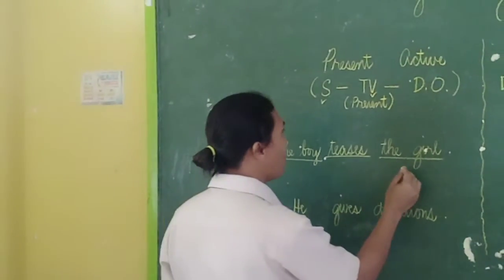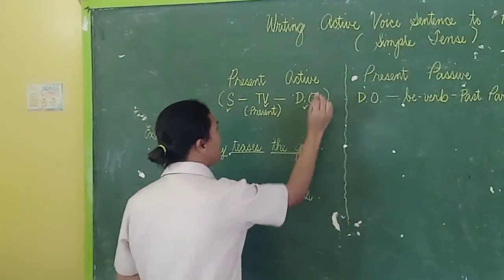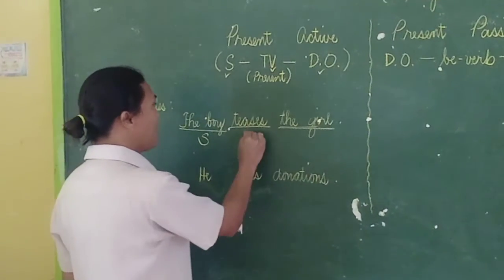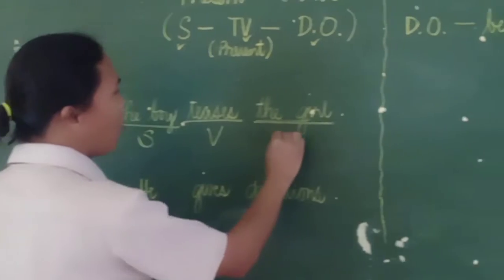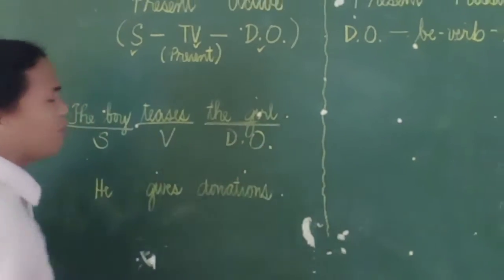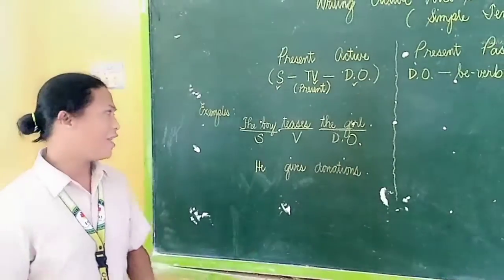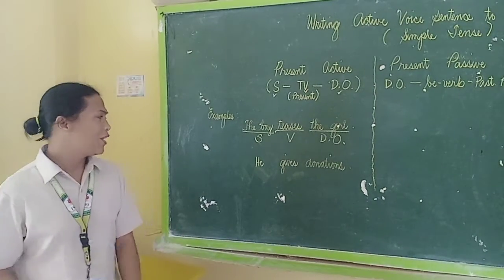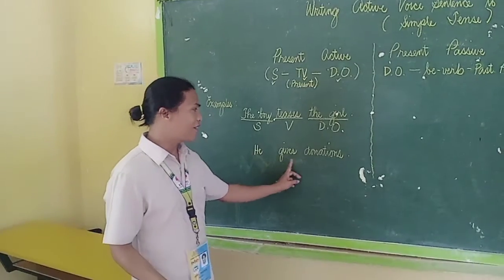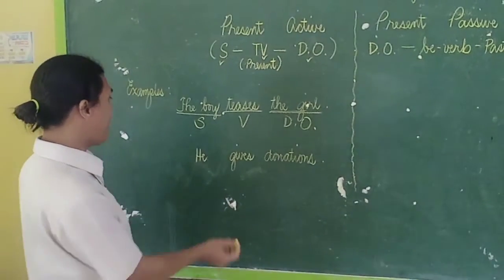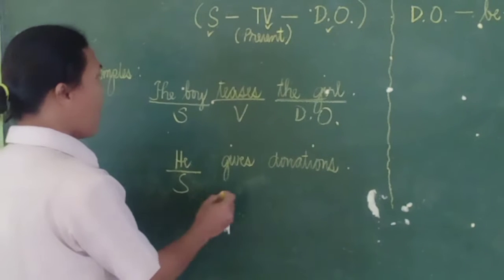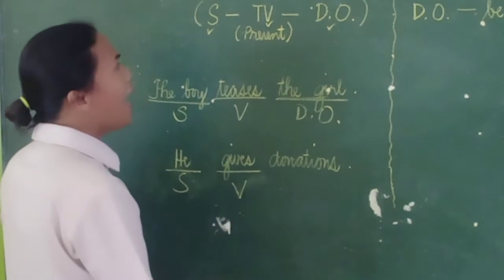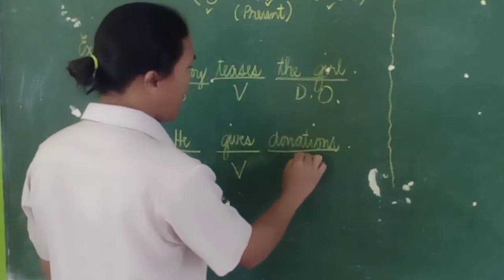Okay, so this is our direct object. Okay, let us label down. So this is our subject, this is our verb, and this is our direct object. Okay, very good. What about for the number 2? So we have he gives donations. So our subject is he, our verb is gives, and our direct object is donations.